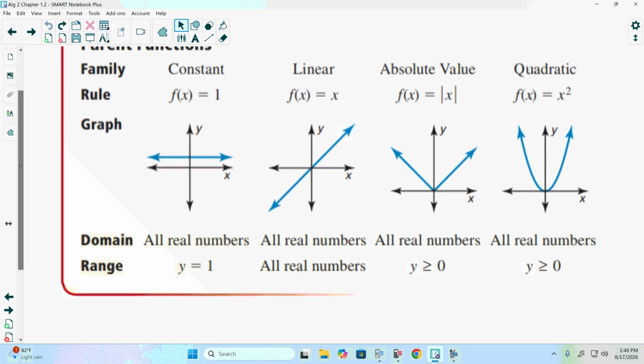We can move it up, we can move it down. That's about all we can do. It just equals a number. Linear, y equals x, f of x equals x. This is the parent function for any and all linear equations.